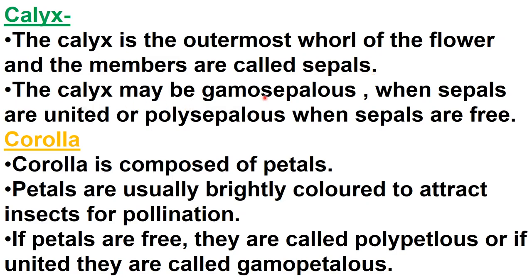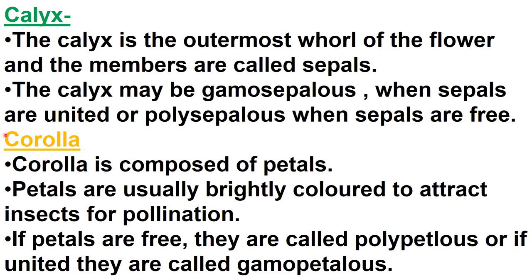The calyx may be gamosepalous when sepals are united. In some flowers sepals are united, joined with each other, and in such a condition these are called gamosepalous. Or polysepalous when sepals are free. The flowers in which sepals are free will be called polysepalous. So the term polysepalous is used for the calyx when the sepals are free, and the word gamosepalous is used when sepals are united.